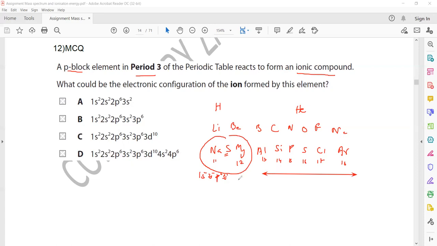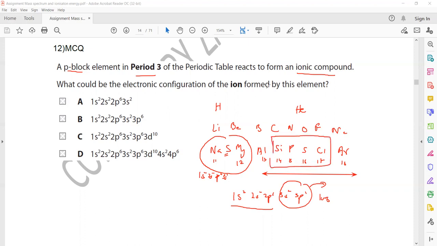chlorine. And when they react, when we write the electronic configuration for aluminum, it will be 1s2, 2s2, 2p6, 3s2, 3p1. So when aluminum reacts, it will lose all of its valence electrons, and its configuration will be 1s2, 2s2, 2p6. To form an ionic compound it should lose electrons, but there is no such option here, so it cannot be aluminum. Then it can be silicon to chlorine.